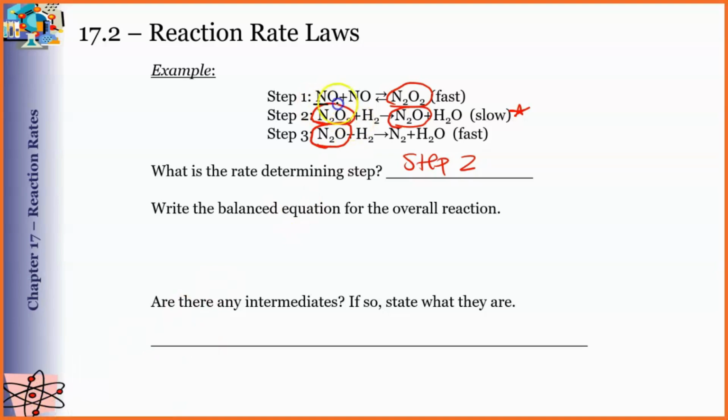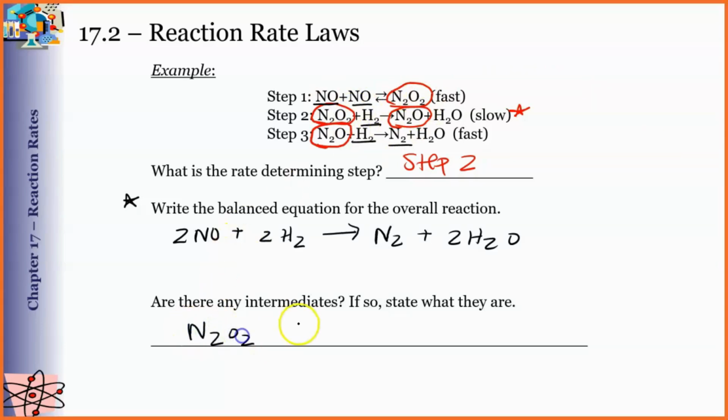I have 2 NOs. I have 2 H2s. That's it on the reactant side. And then I have an N2 and 2 H2Os. So that's my balanced equation for the overall reaction. Are there any intermediates? Yeah, definitely. Everything that I circled is an intermediate. So I have N2O2 and N2O.